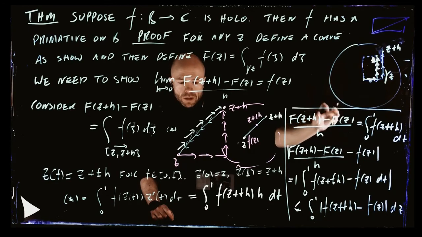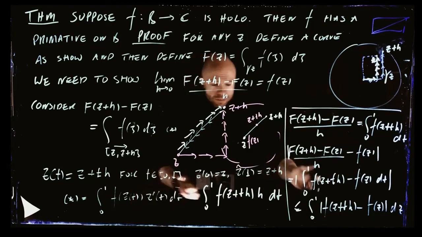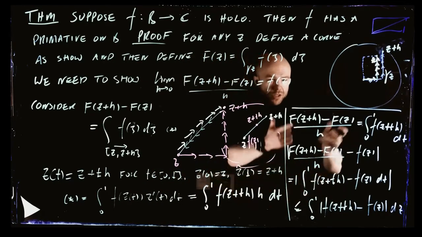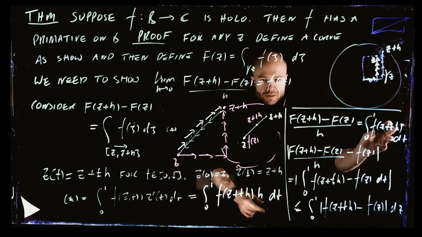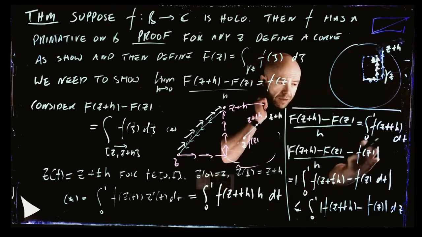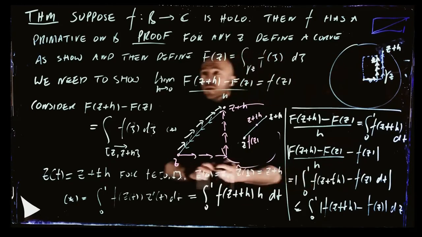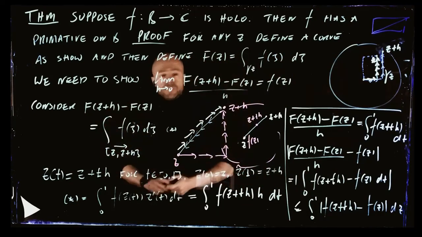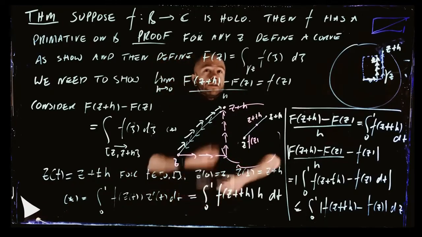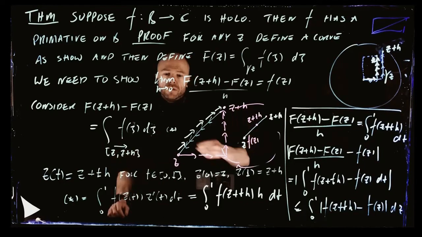Yeah? And then once you're here, you know you're in good shape because you write down the expression and you divide by h, you have exactly this. And so this thing minus this thing for sure is going to tend to 0. And you're all set. Cool. So we have that this is true, that any holomorphic function has a primitive on the ball.